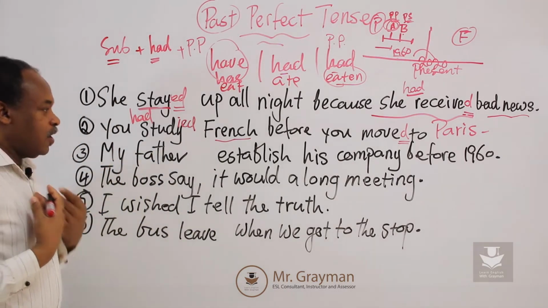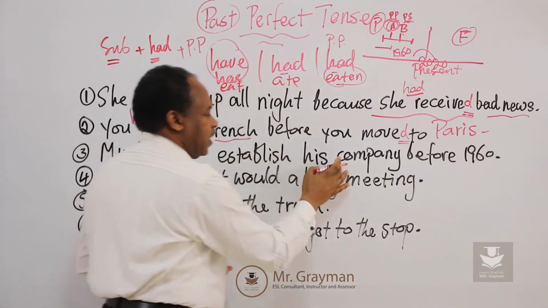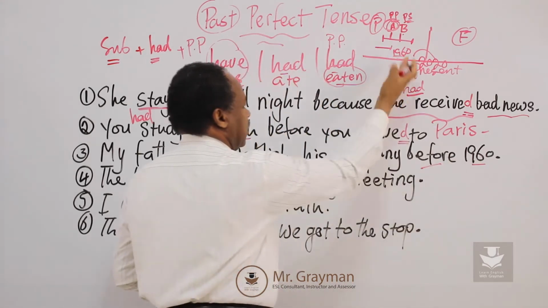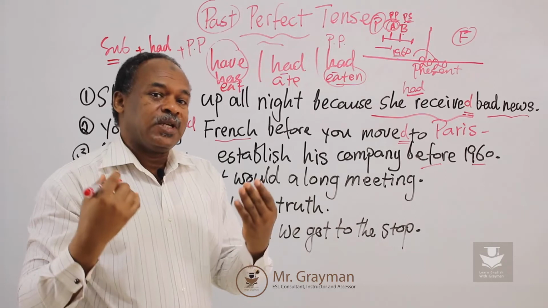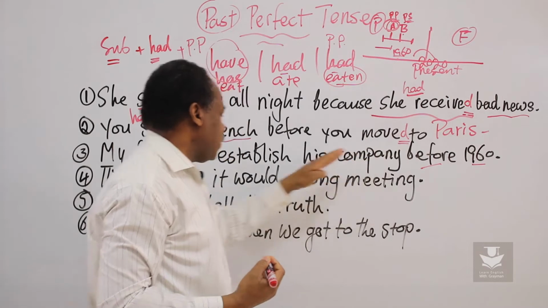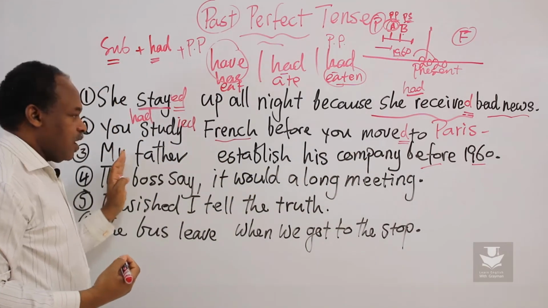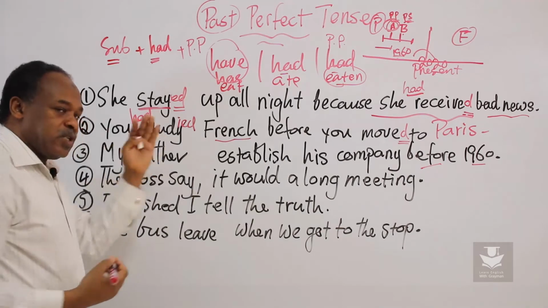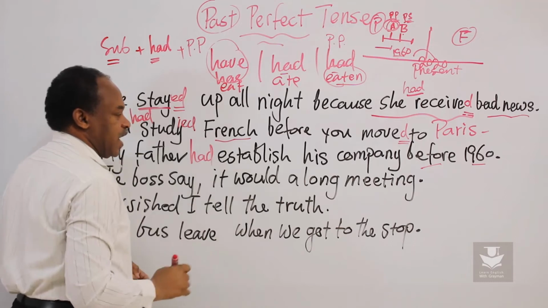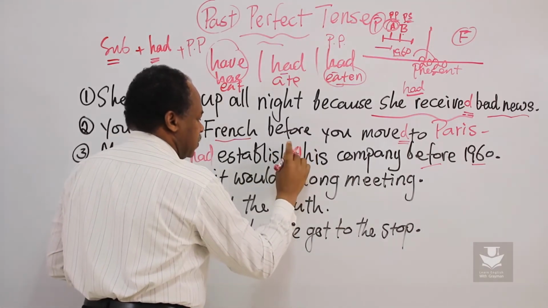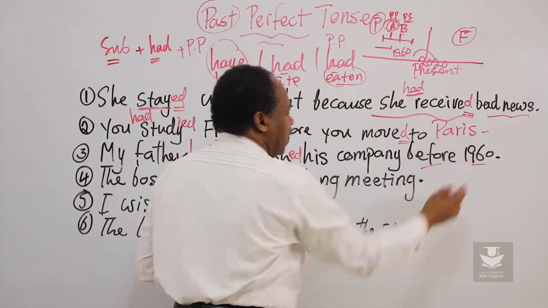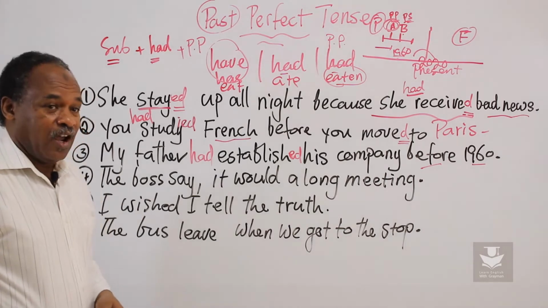My father established his company before 1960. And I put it up here. I said if something happened before a certain time, okay? Here, that's the year 1960, my father established his company. How should we say it correctly? My father had established his company before 1960. Okay, let's look at it again.